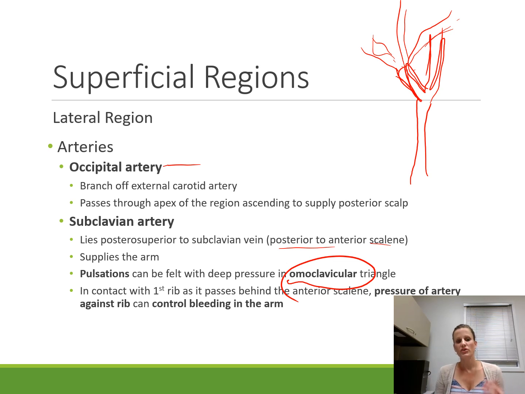The subclavian artery can also be utilized to stop bleeding in an arm. As it passes behind the anterior scalene, it comes in contact with the first rib. So it's right up against the first rib. Pushing pressure on the artery against that first rib can control bleeding that's occurring downstream in the arm.